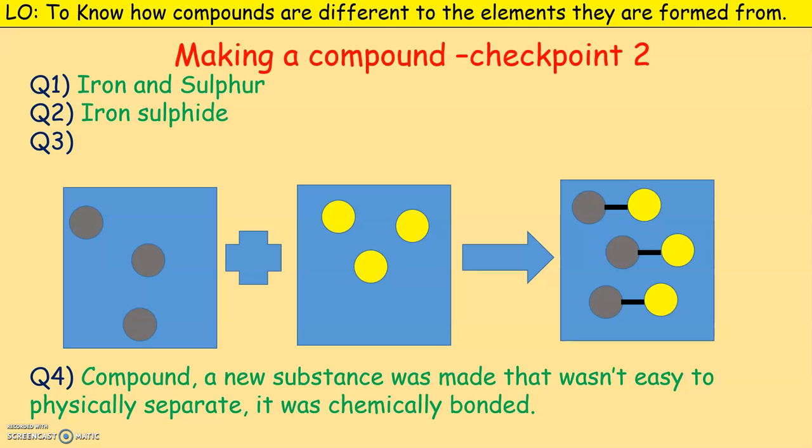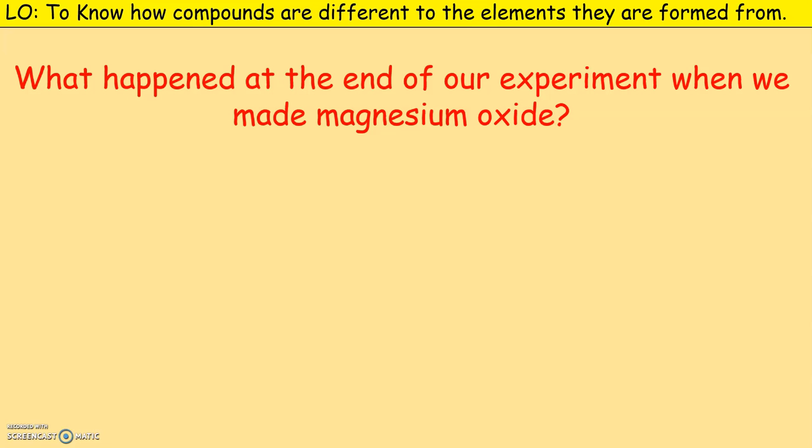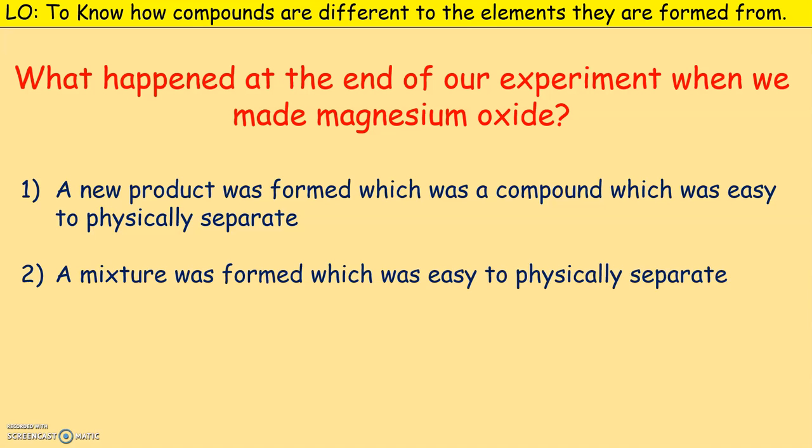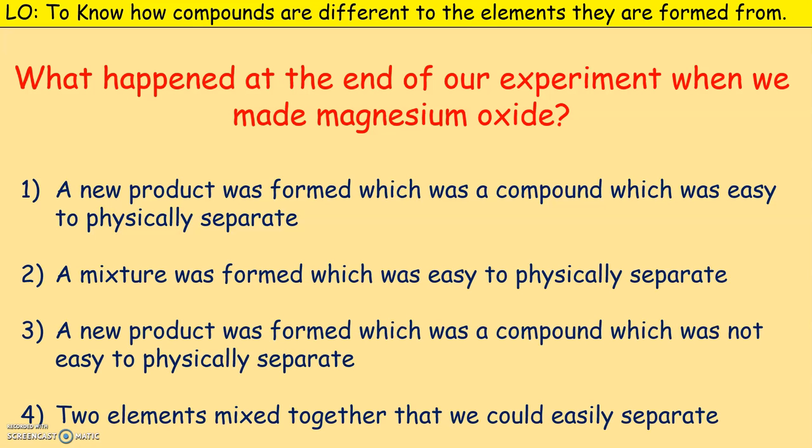And number 4, again, a compound has been made. It is chemically bonded and you cannot easily physically separate them. You require a lot of energy to do that. So the question is, what happened at the end of our experiment? Did we make iron oxide? Okay. Now, this is exactly what pretty much happened.